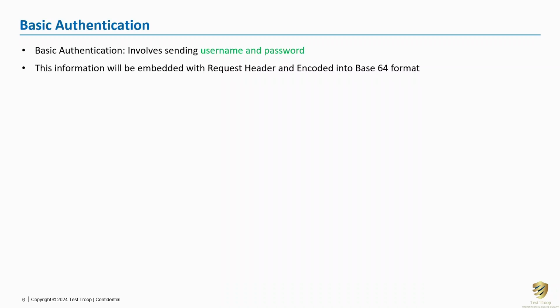Basic authentication. In case of basic authentication, you will be sending a username and password as part of your request. This information will be embedded with the request header and encoded into base64 format. We will see with an example in Postman.